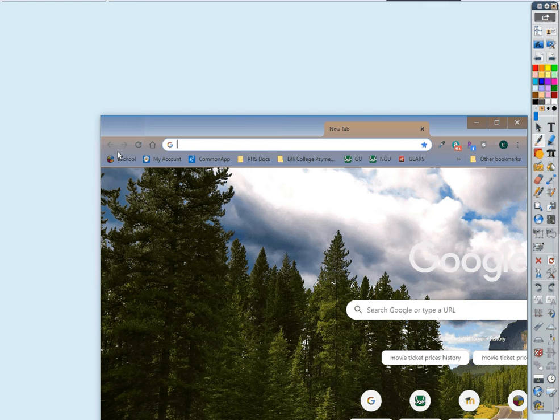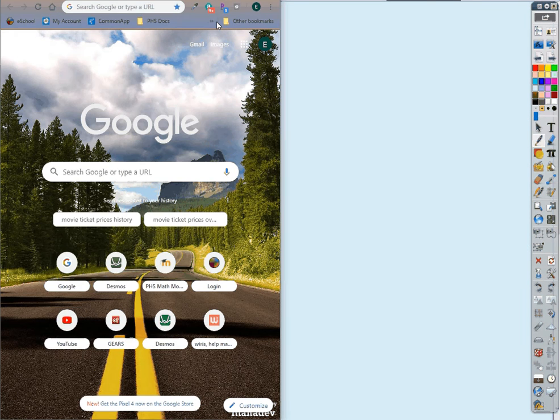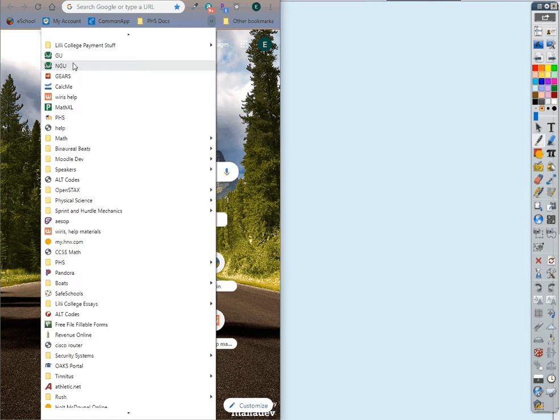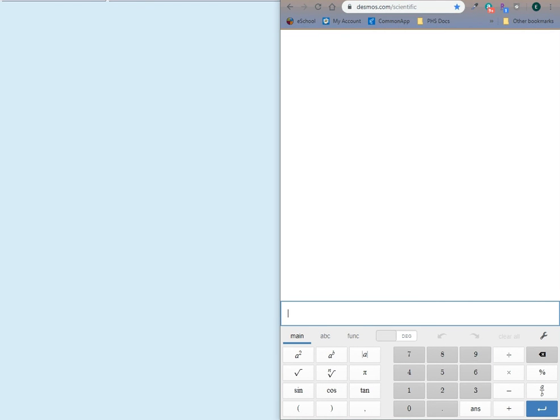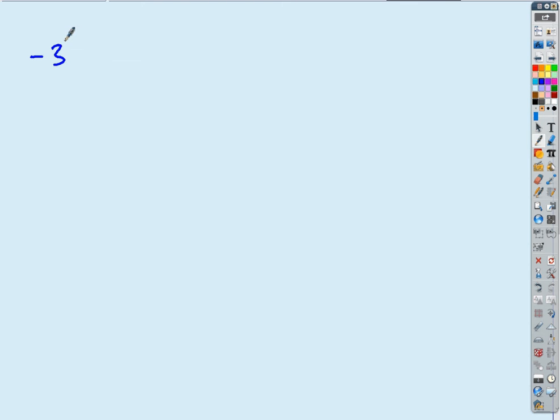Here's something I want you to know about, though, because people have troubles with this, and it's a really easy fix, but I want to demonstrate something for you. If I take a Desmos calculator, let's just take the Desmos scientific calculator, for example. And if I want to do something like this, what if I want to do -3 squared? What's -3 squared? 9? Everybody agree? Okay, let's try that.